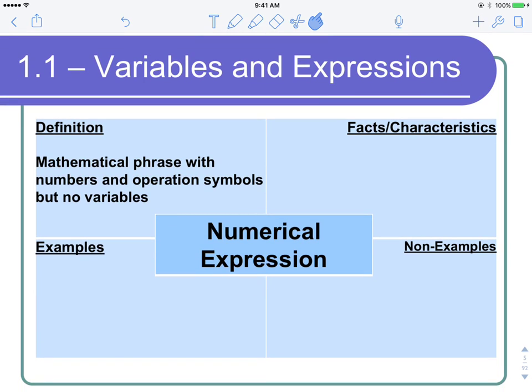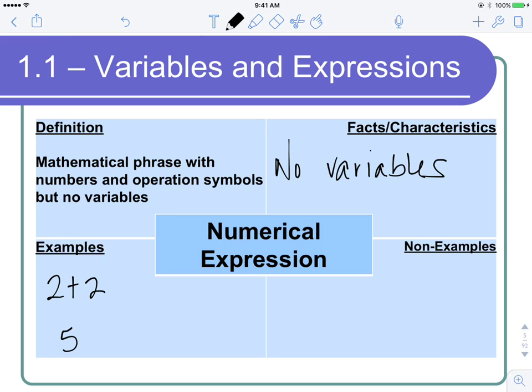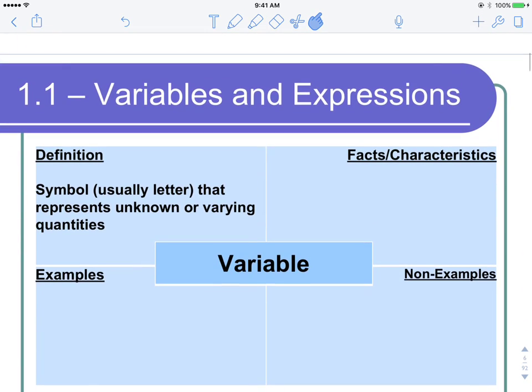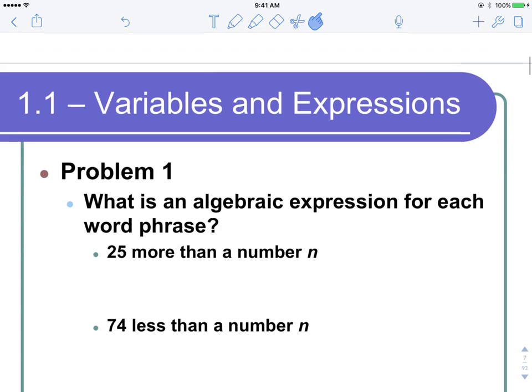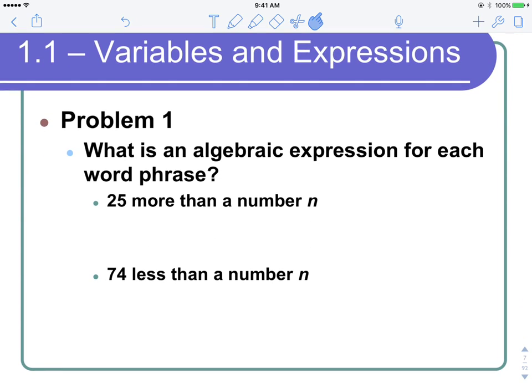A numerical expression is a mathematical phrase that has numbers and symbols but no variables. So in this one, there are no variables. So that would be things like 2 plus 2 or 5 times 5. Those are numerical expressions, just numbers. We already talked about a variable. So here are some examples we're going to run through quickly.